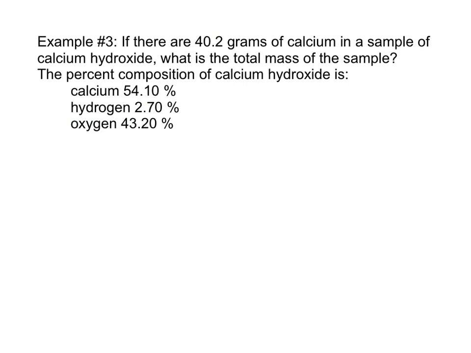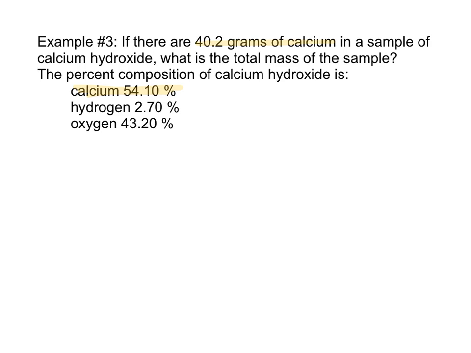In the third example, we're given that we have 40.2 grams of calcium in calcium hydroxide. We want to know the whole. We want to find the total mass of the sample, and we're given the entire percent composition. So we've been given grams of calcium, so we've got our part, and then we've got the entire percent composition, but we don't need all of it. The only element we're interested in is calcium. So this is actually the only percent we need. The rest is extra information.